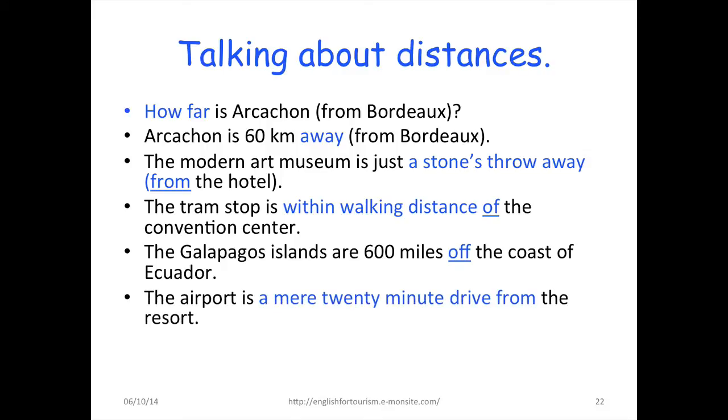The airport is a mere 20-minute drive from the resort. L'aéroport est à juste 20 minutes de voiture de l'hôtel. Local trains run every 20 minutes. Les trains régionaux partent toutes les 20 minutes.